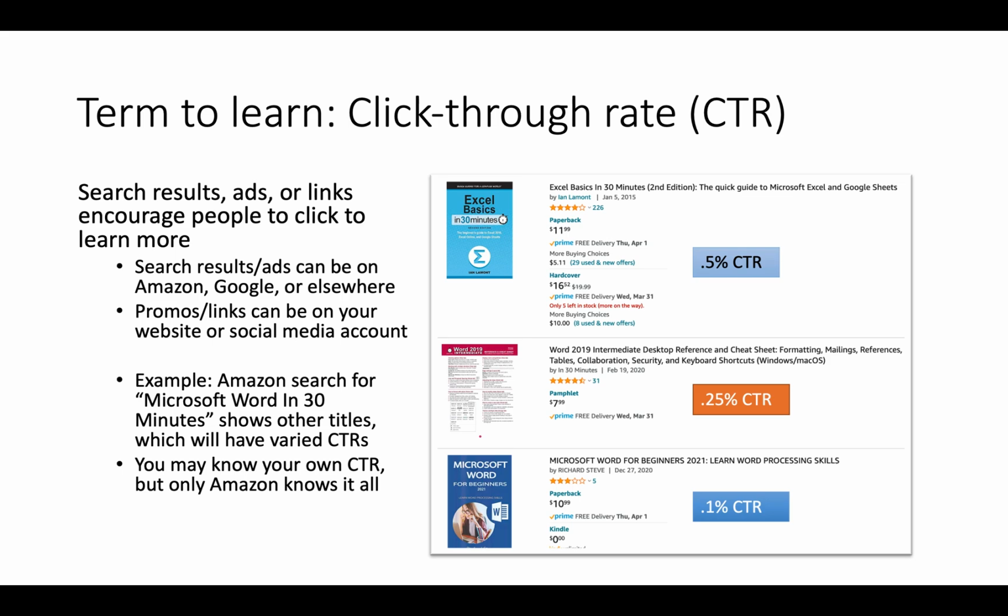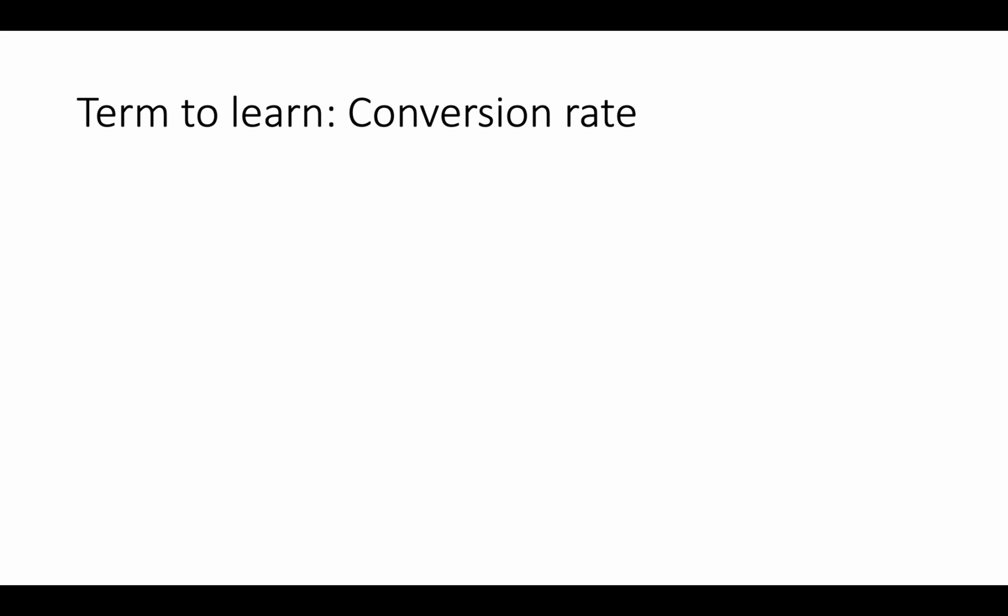Amazon knows all the click-through rates. You're less likely to know your click-through rates unless you're using Amazon advertising, and I'll get into that later on in my presentation. But this is a really important term to learn, because the higher your click-through rate, the bigger the chance your book will have of being seen by prospective buyers, and hopefully they'll end up buying it. And the rate that we use to discuss when people come to your detail page, what percentage end up buying it, that's called the conversion rate.